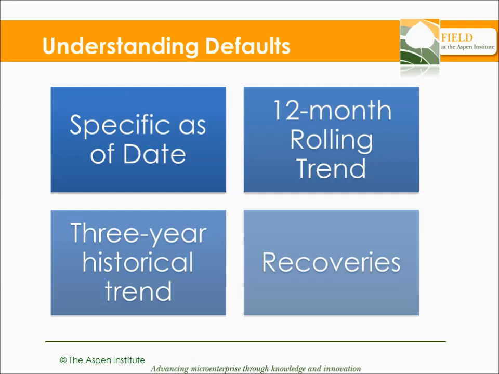But also I want to encourage you to track on a 12-month rolling trend. And what I mean by that is each month you track the last 12 months and the next month you track the new month and drop off the oldest month so that you have a sense, in areas where you are particularly concerned about risk, of whether your portfolio delinquencies and defaults are going up or down. And the same is true for your 3-year historical trend, to look 3 years back and to look year over year, last year at this time, last year and the year before and the year before, how was our historical trend of both delinquencies and defaults?